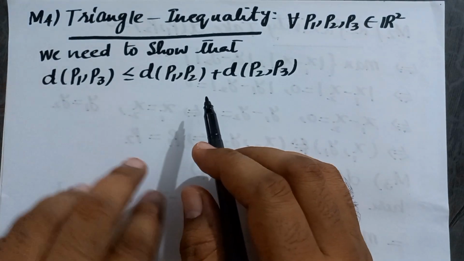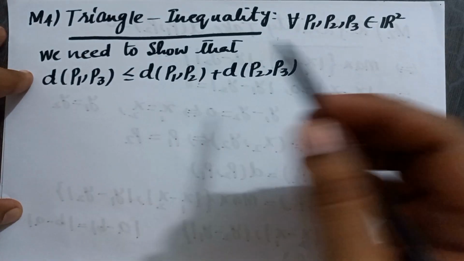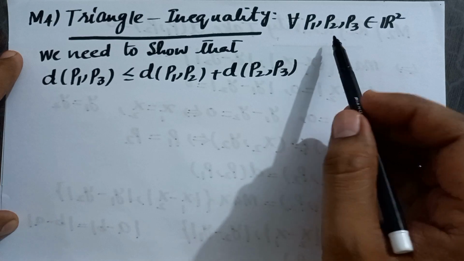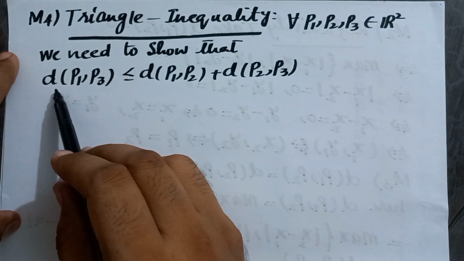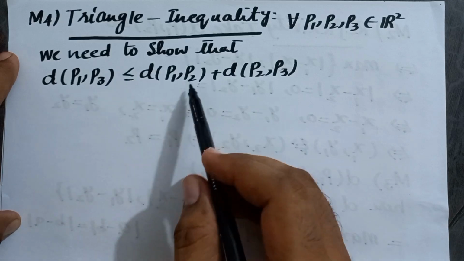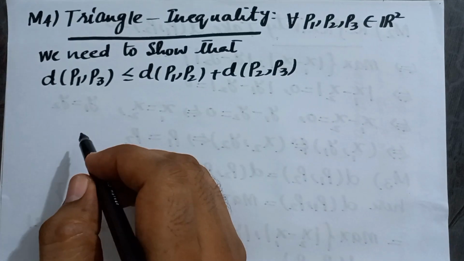So the last axiom of a metric is the triangle inequality. Here we will show that for all points p1, p2, p3 belonging to R squared, d of p1 p3 is less than or equal to d of p1 p2 plus d of p2 p3.